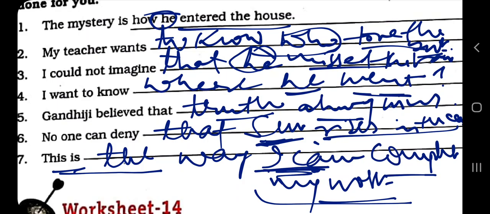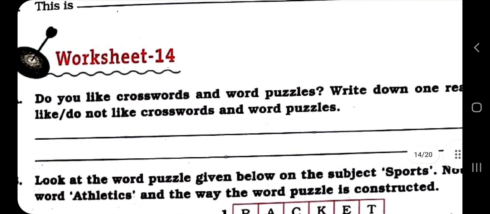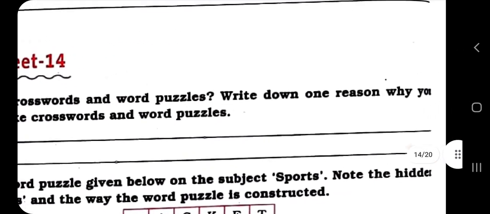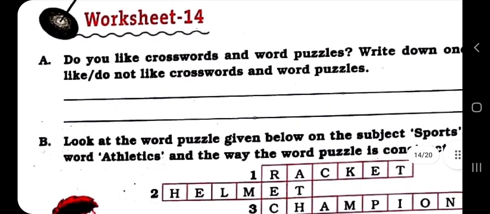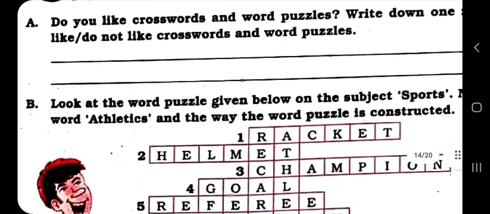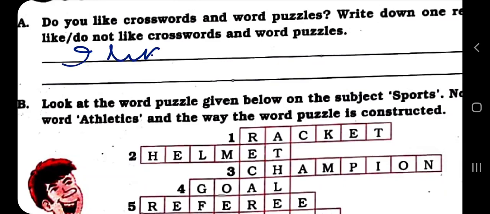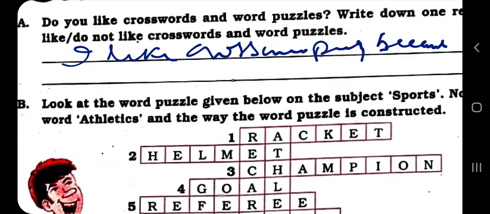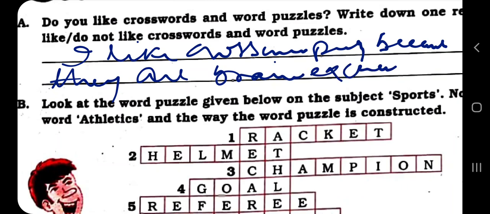So let's do the next worksheet. Do you like crosswords and word puzzles? Write down one reason why you like or do not like crosswords and word puzzles. If you like, you can write, I like crossword puzzles because they are brain exercise. Full stop.